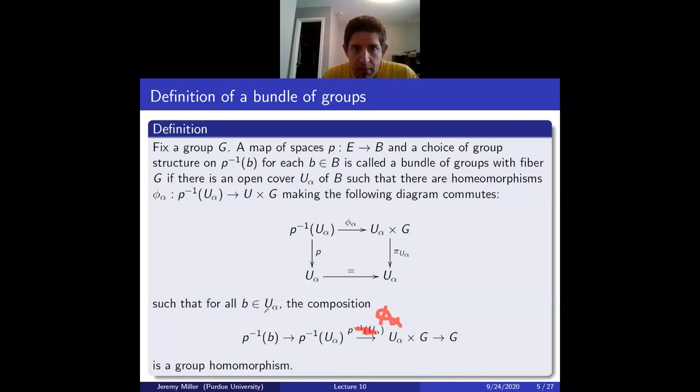But just because we have a fiber bundle doesn't guarantee that this map is a group homomorphism. Any questions?